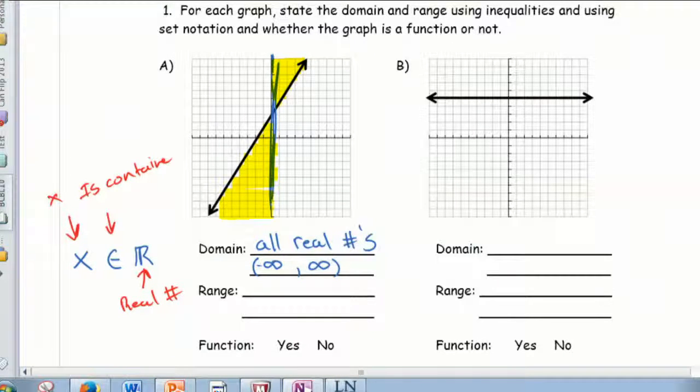It turns out that I'm using all of my y values as well, because this line is going to go up, up, up forever and down, down, down forever. I'm going to encounter every single y value. So y is going to look really similar to x. We could write something like all real numbers. Or we could write y is contained in the real numbers. Or we could write from negative infinity to positive infinity. All of those would work.